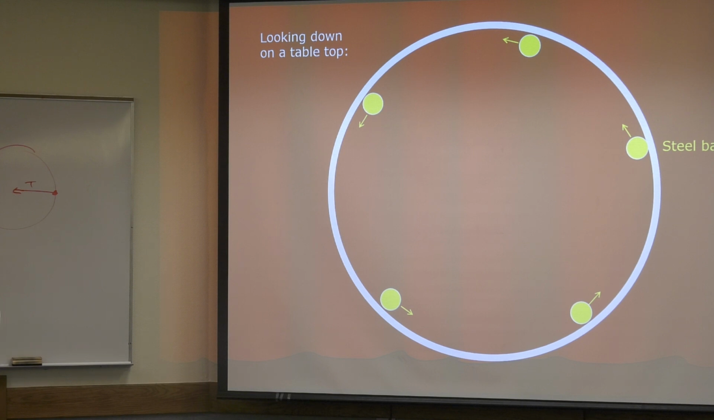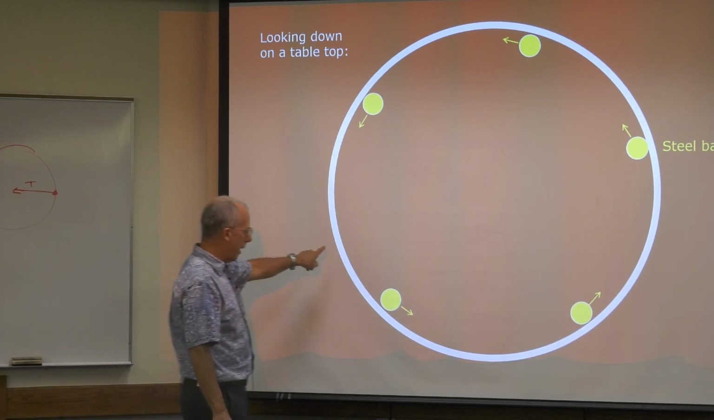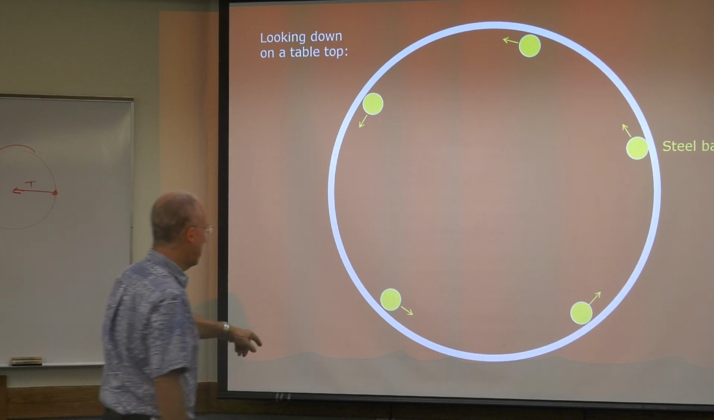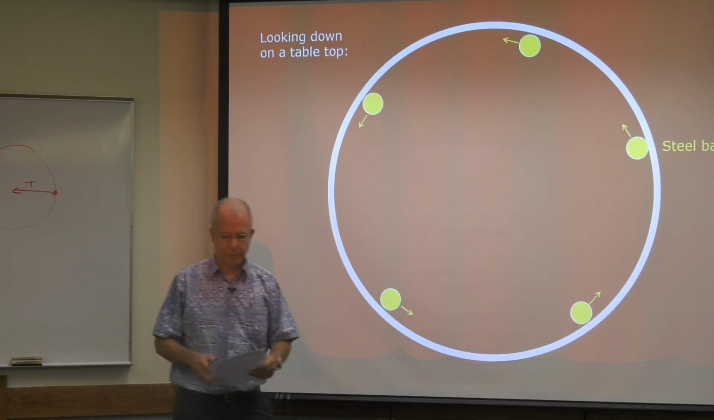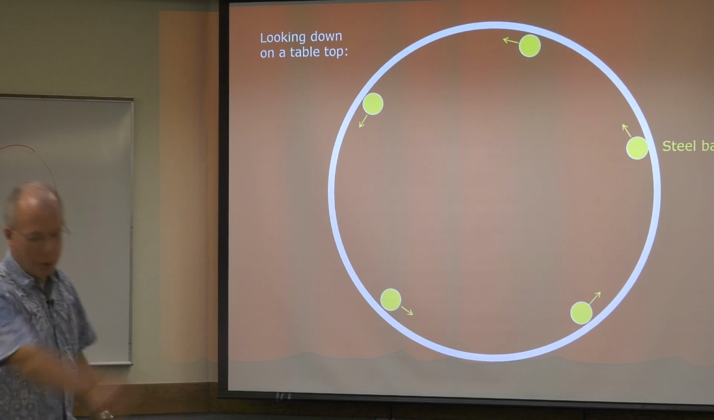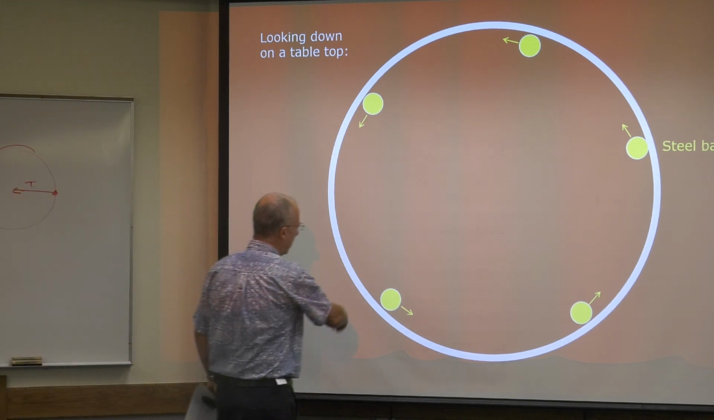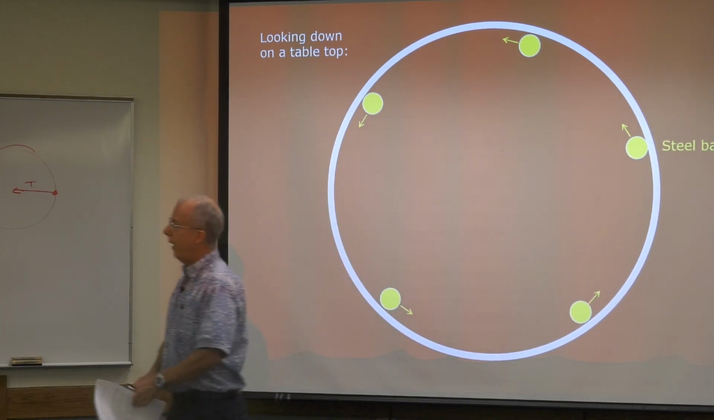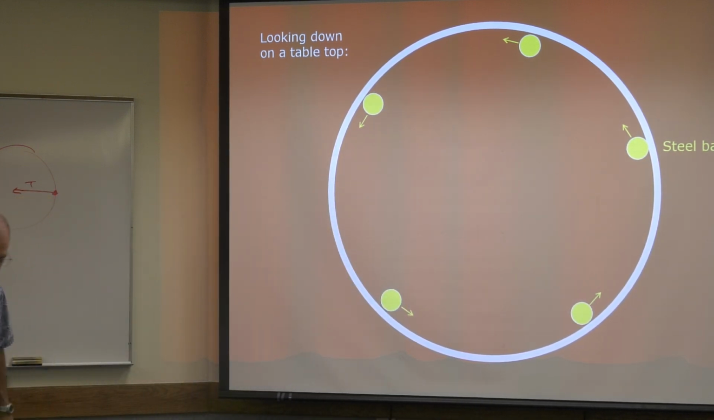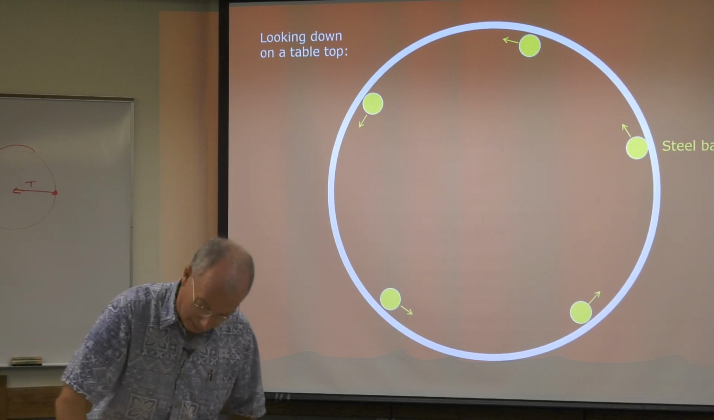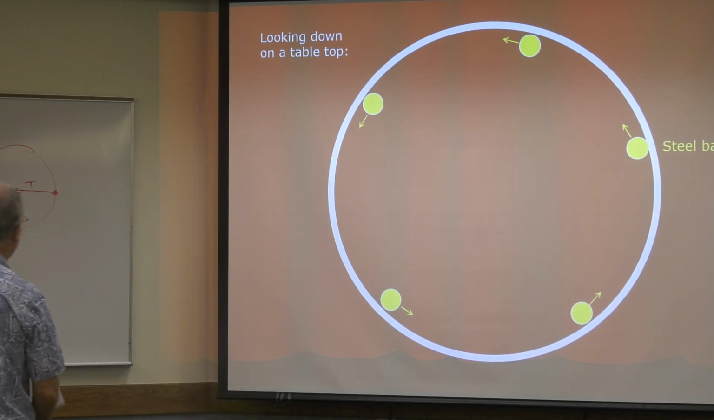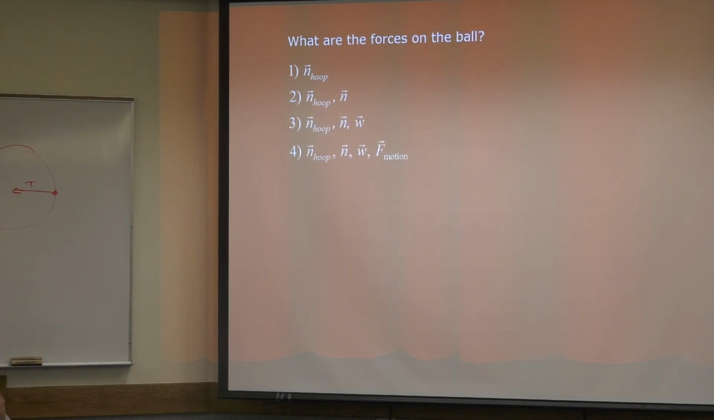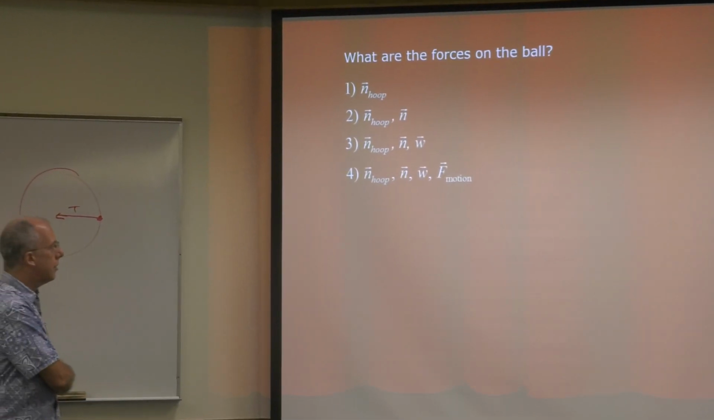All right, let's do another demonstration. Here's that same metal ring, and now I take a steel ball and shoot it. What does it do? It goes around. Again, you're looking down on the tabletop, seeing this ball go around and around. Same questions. What are the forces on the ball? Pause your video and answer it.